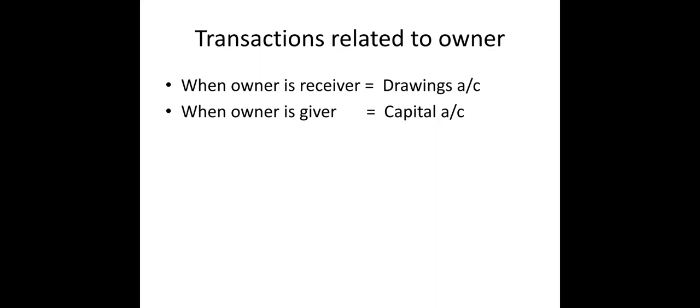And if the owner is the giver, in that also we cannot write owner account, but instead we write capital account. So drawings and capital are used instead of owner. If the owner is the receiver, you write the name of account as drawings account, and if the owner is the giver, then the name of account will be capital account. Let's take some examples.